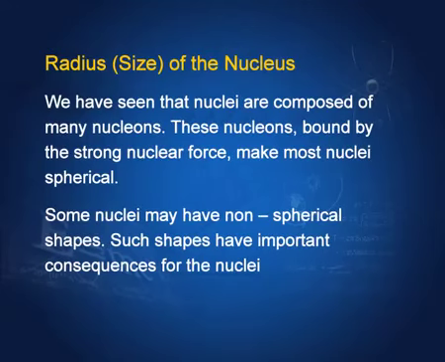What is the radius of the nucleus? We have seen that nuclei are composed of many nucleons. These nucleons, bound by strong nuclear force, make most nuclei spherical. You see, there is a very strong force, and therefore the nucleus tends to be spherical, just like Earth or other planets or stars, which tend to be spherical because of strong gravitational force. So, if they are spherical, what is their radius? That is the question we are going to discuss.